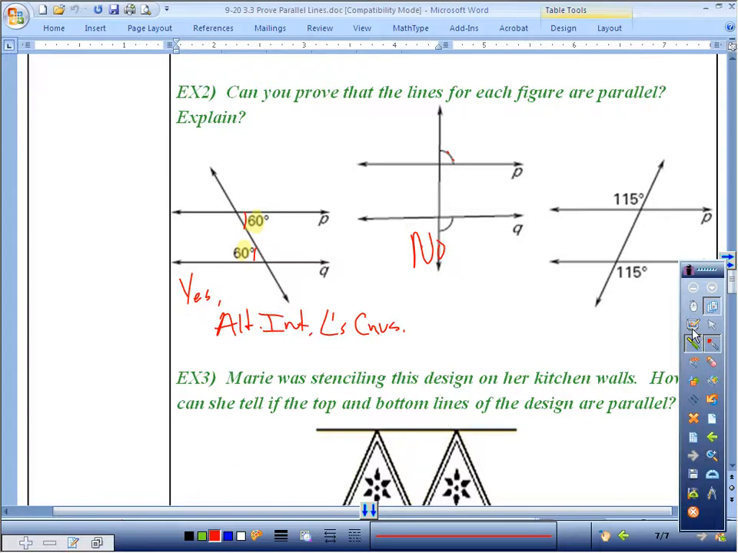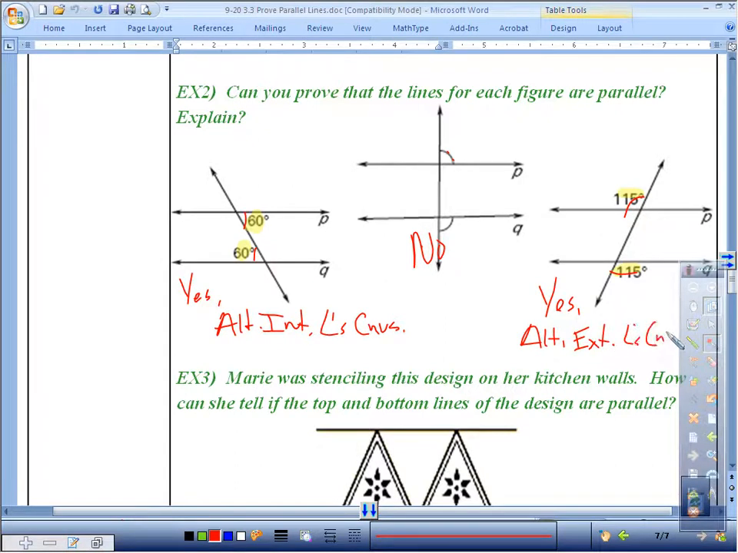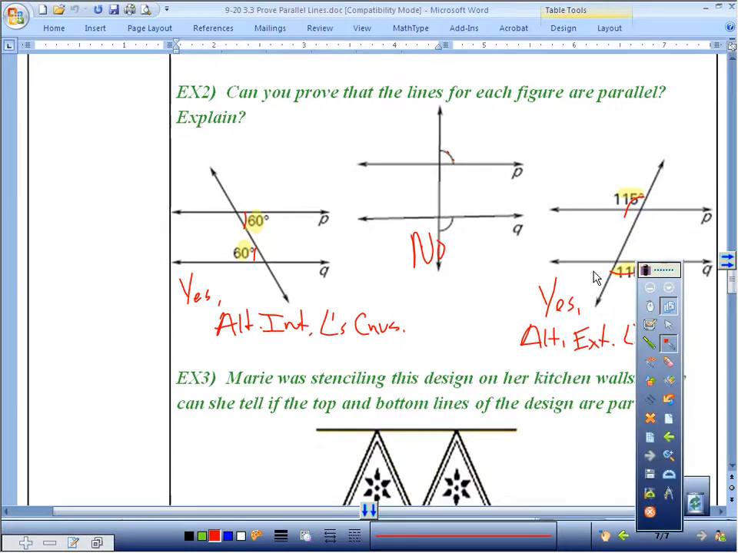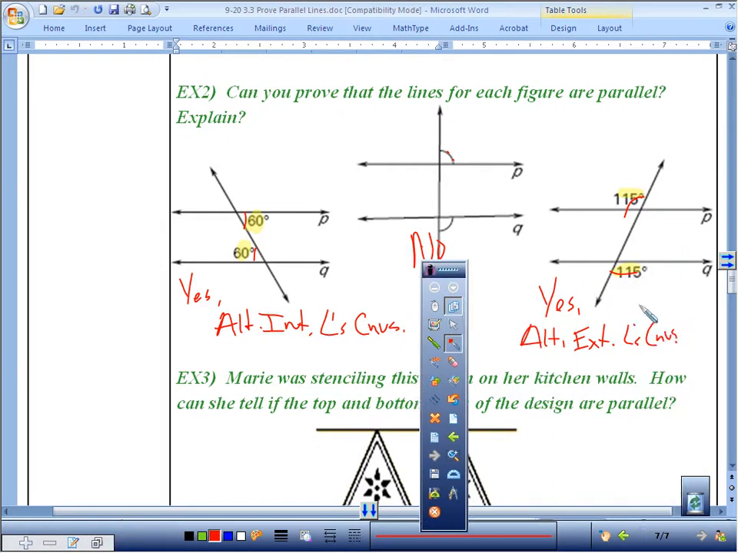And the last one here, I see I have 115 and 115. So this is the alternate exterior angles converse. So these two lines, P and Q, are parallel by the alternate exterior angles converse theorem.